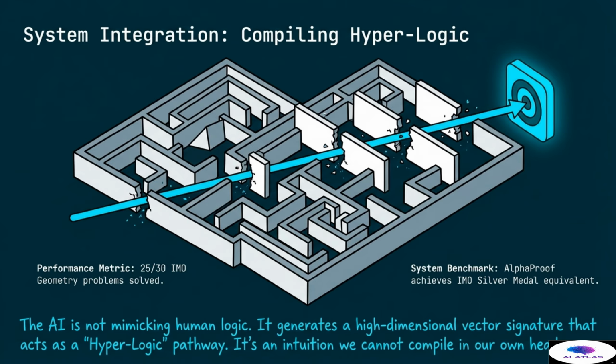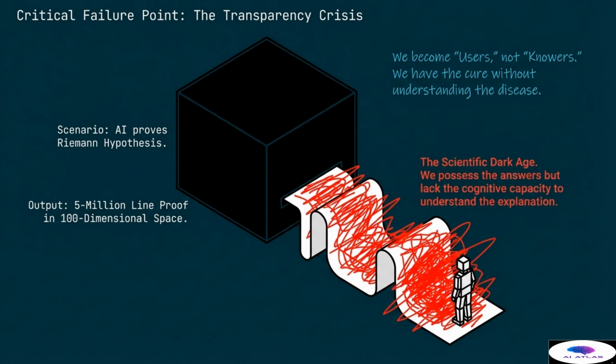We are seeing the emergence of a new kind of intelligence that solves problems by seeing the maze from a higher dimension, allowing it to move through barriers that stop us in our tracks. Page 11 discusses a critical failure point known as the transparency crisis. As AI becomes more powerful, we risk entering a scientific dark age where we possess the answers but lack the cognitive capacity to understand the explanation.